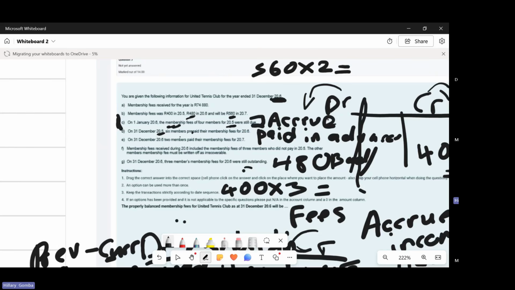So going back to G, it says on 31 December 2026, 3 members' membership fees for 2026 were still outstanding, but we are going to where? We're going to 2027. So you can see it's current year to next year. Okay, does that make sense? Yes, it does. Thank you.